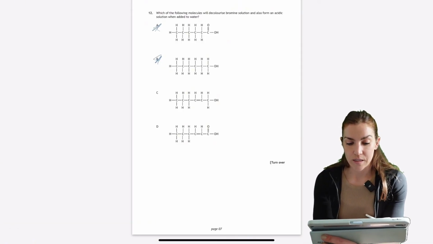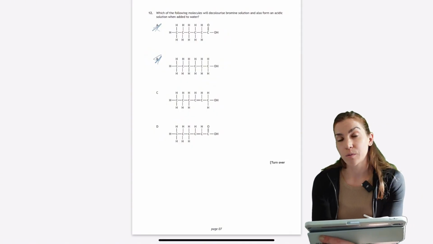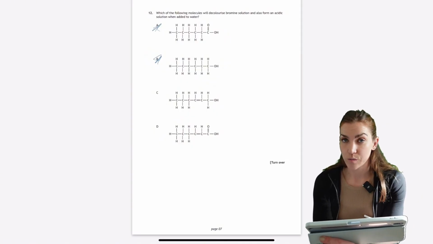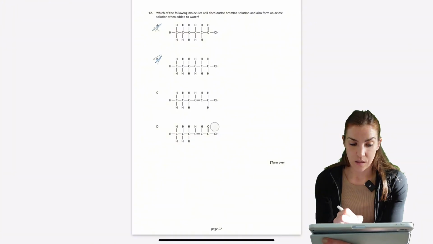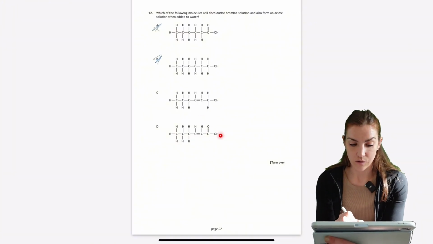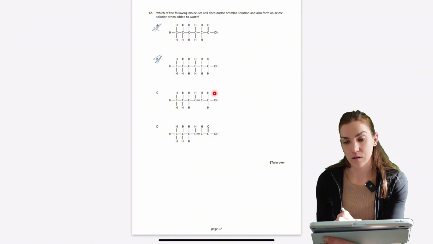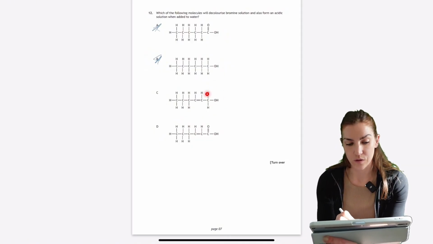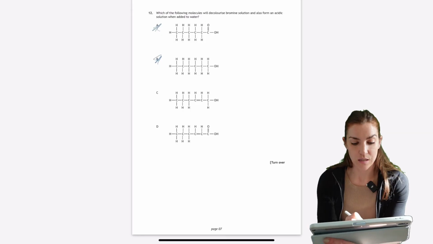If it's going to form an acidic solution when you add it to water, it's probably going to have a carboxyl group. And we can see that D has a carboxyl group. C is an alcohol, it can also be classed as alcohol because it's got a hydroxyl group, but that will not dissolve to give you an acidic solution. So our answer has to be D.